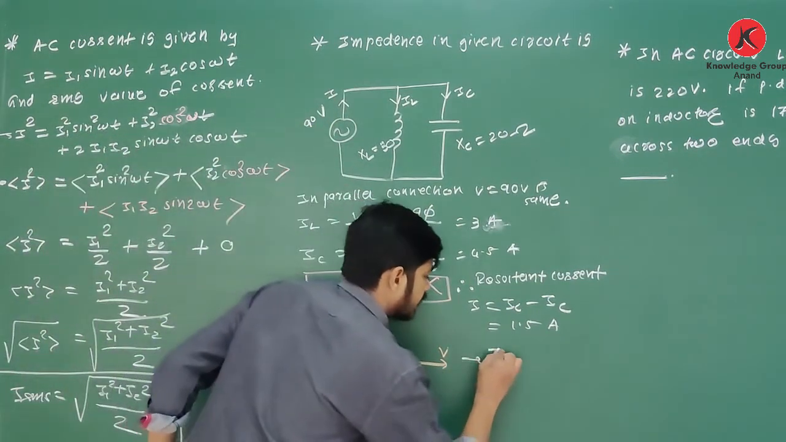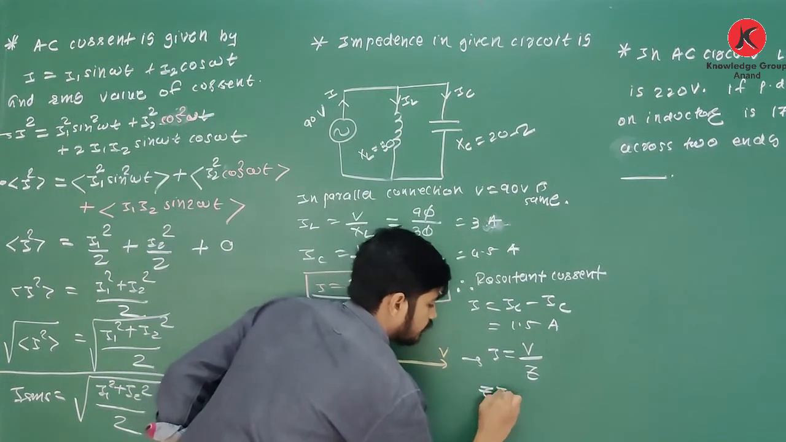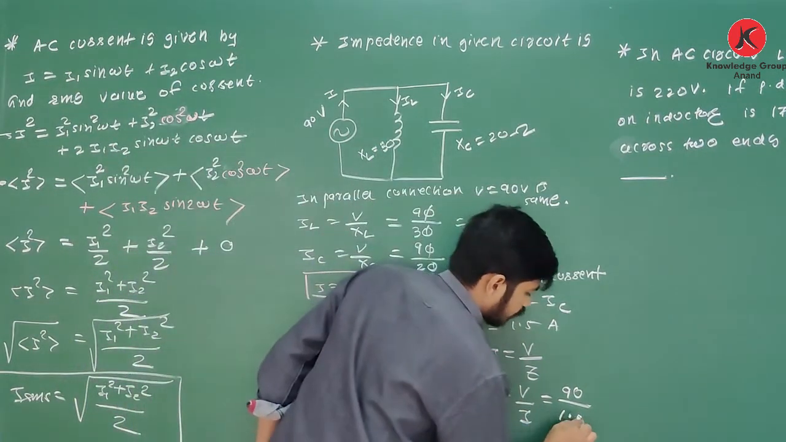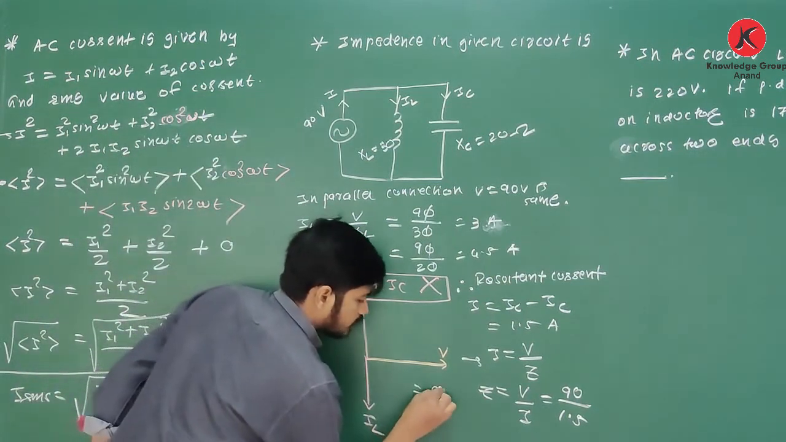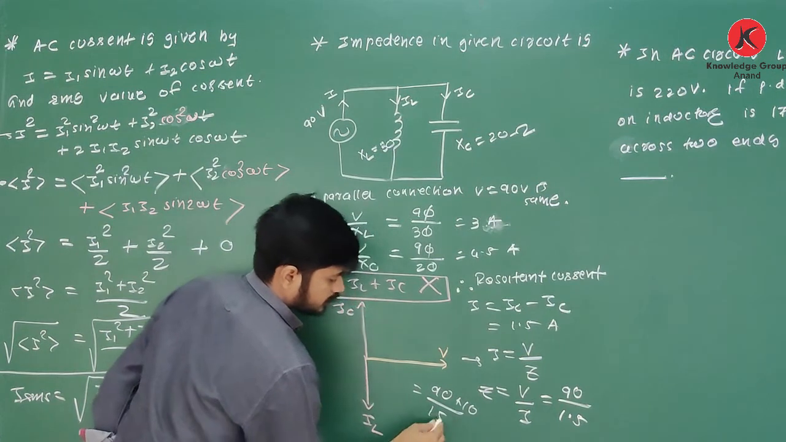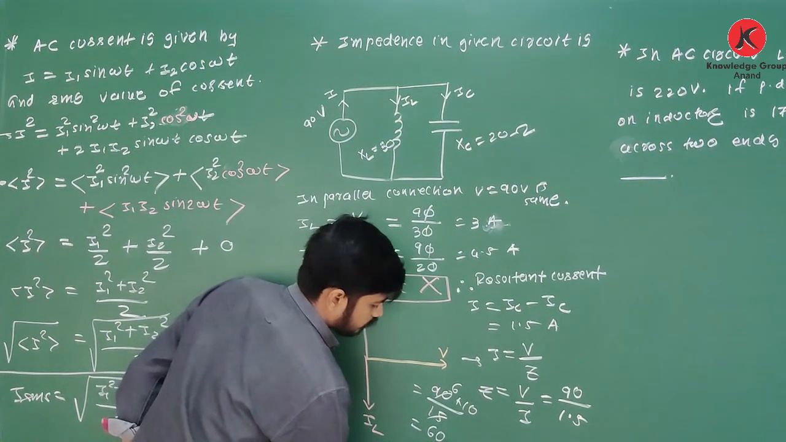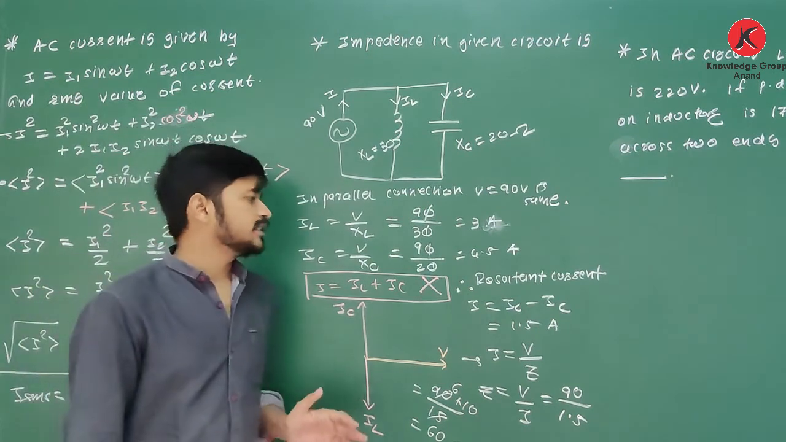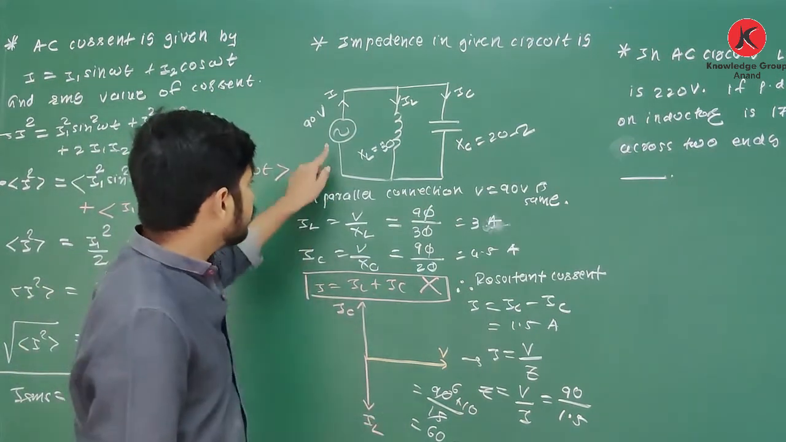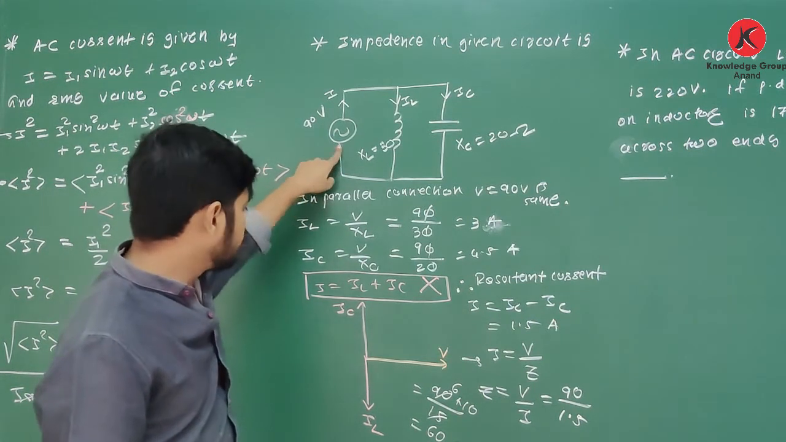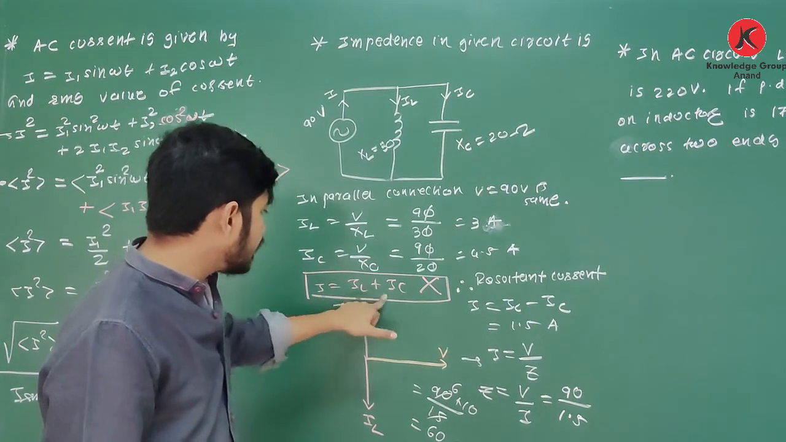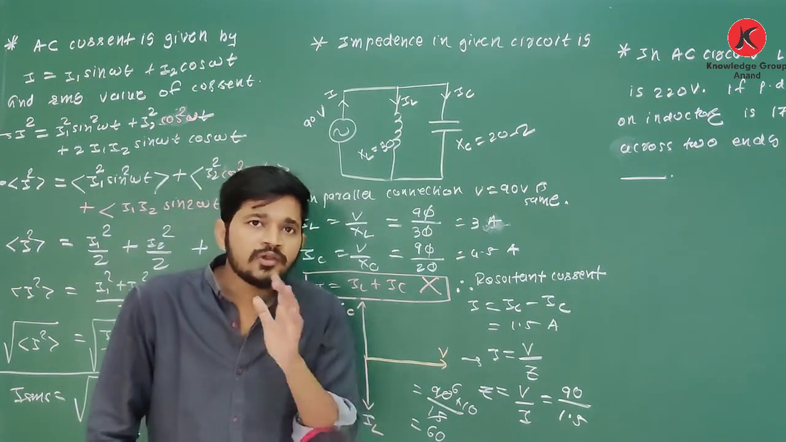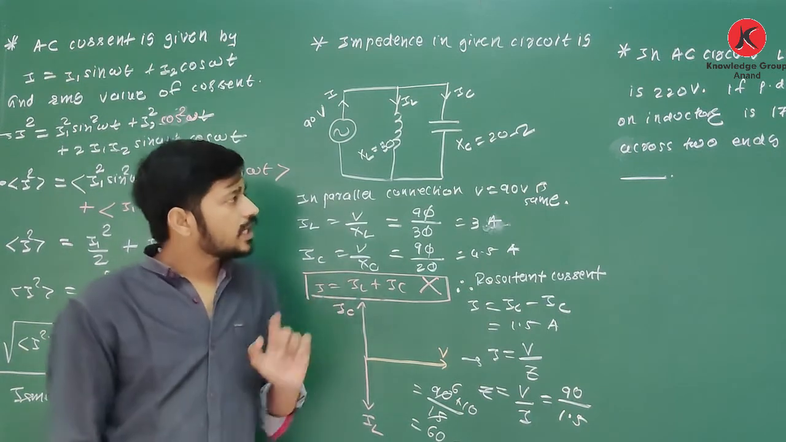Now we know that I is equal to V upon Z, so Z is equal to V upon I. V is 90 and I is 1.5. So Z is equal to 90 upon 1.5, which is 60 ohm. The impedance of the circuit is 60 ohm. Clear about this? Again, remember, in an AC circuit you cannot directly use the relation I is equal to IL plus IC, because in an AC circuit it depends on the phasor. Now you have to take care about this.